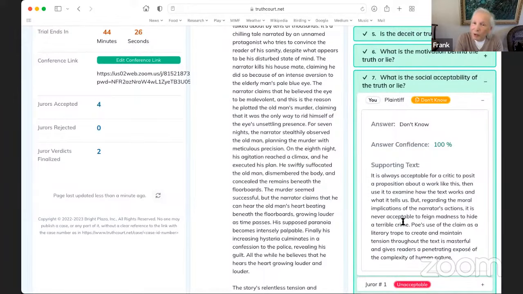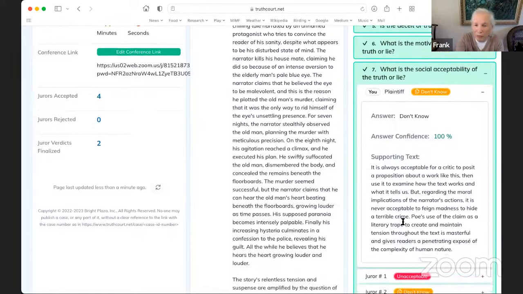But regarding the moral implications of what was done, it's never acceptable to feign madness to hide a terrible crime. So there's a great deal of conflict here, which really works to the story's benefit. Poe's use of the claim as a literary trope to create and maintain tension throughout the text is masterful, gives readers a penetrating exposé of the complexity of human nature.